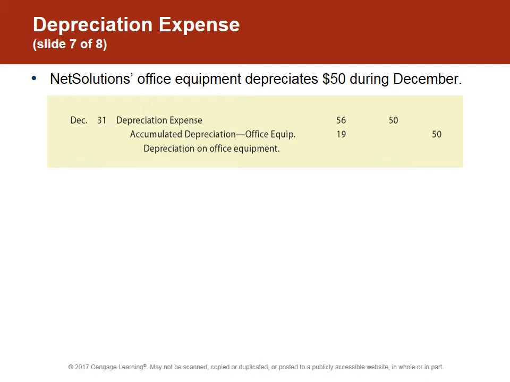So for this chapter, you're kind of fortunate. All you have to do is memorize what this adjusting journal entry looks like. You debit depreciation expense, and you credit accumulated depreciation.